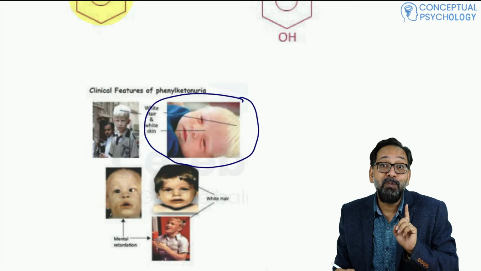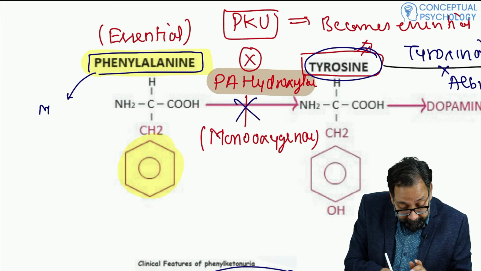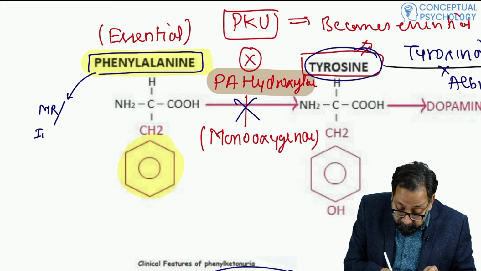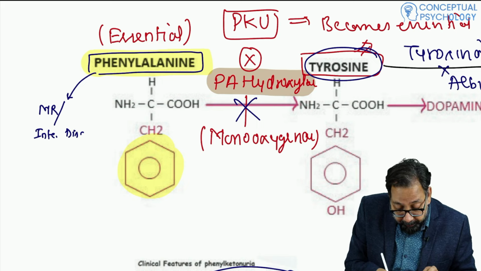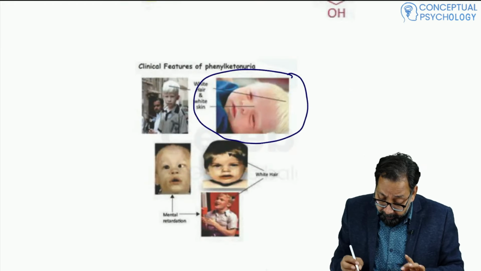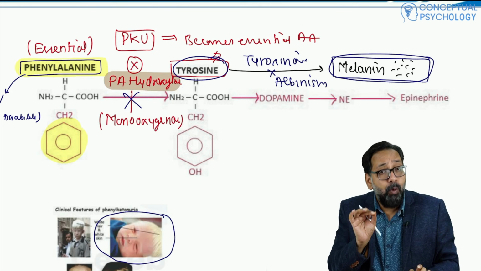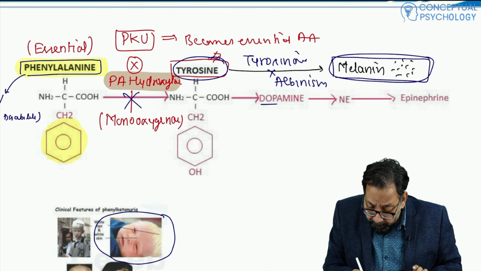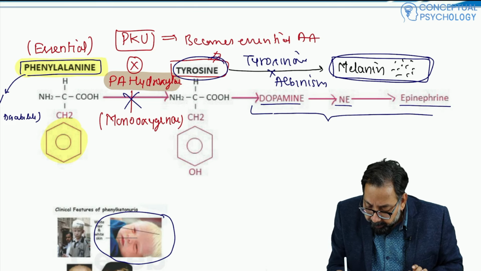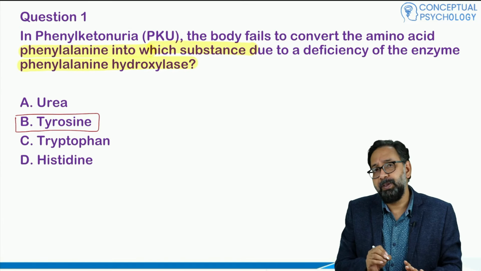But in phenylketonuria, you will find that phenylalanine will accumulate and will lead to mental retardation. The old name, according to DSM-5, is intellectual disability. So the patient will present with intellectual disability, mental retardation. So this is about phenylketonuria. Tyrosine has one more function: tyrosine is converted to dopamine, norepinephrine, epinephrine. They are called catecholamines. So in this question, we got the simple answer that tyrosine will not be synthesized.